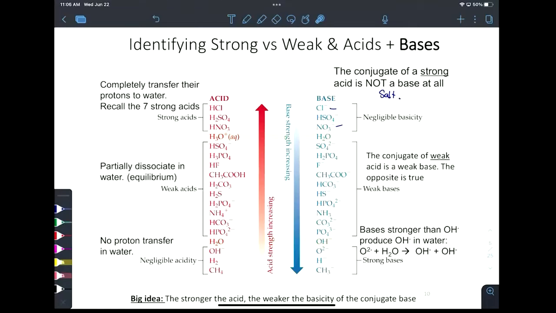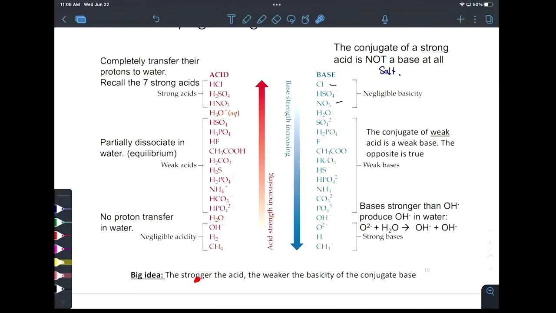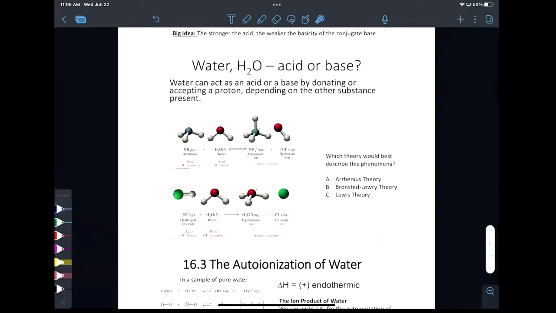So the idea here is, the stronger the acid, the weaker the basicity of its conjugate base. If you have a really, really strong acid, its conjugate base is going to be super weak. Versus if you have a really, really weak acid, once you rip off that proton and donate it somewhere else, that conjugate base is going to be really strong, meaning it's going to be really basic. Okay, that's the idea.